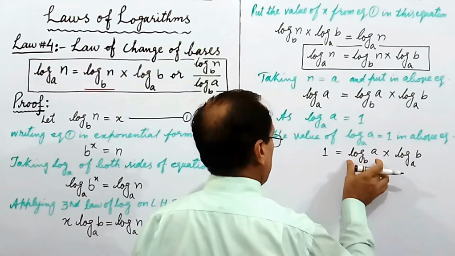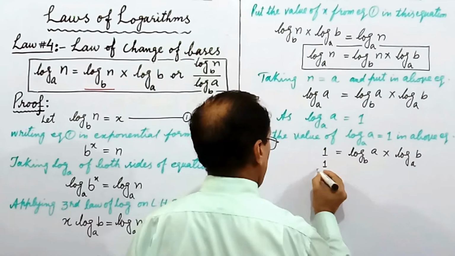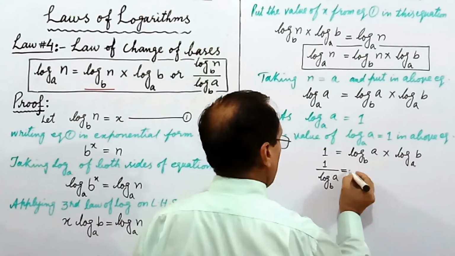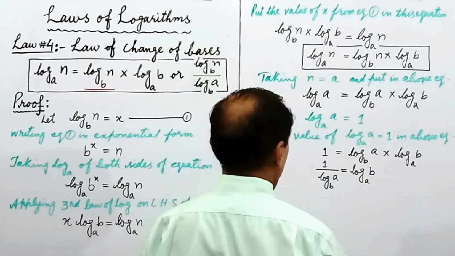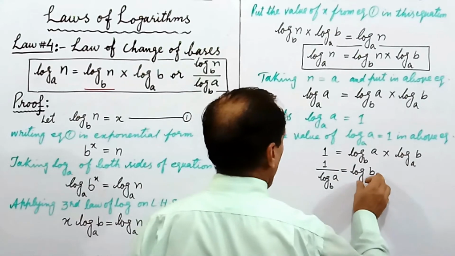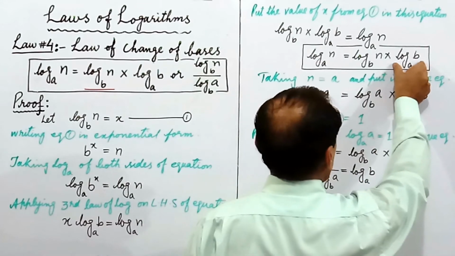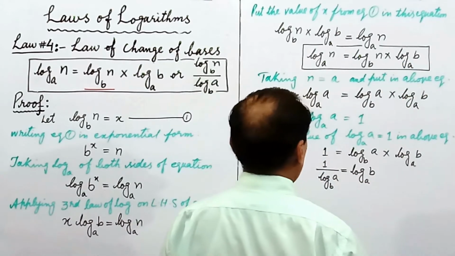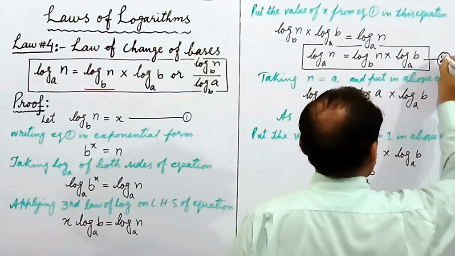Now according to cross multiplication, we take this value to the left hand side. We have 1 over log a to the base b is equal to log b to the base a. We get the value of log b to the base a, which when substituted in this equation, we get the required result. We name this equation as equation number 2.